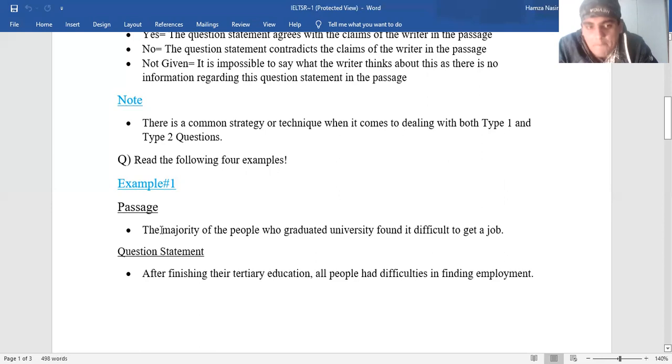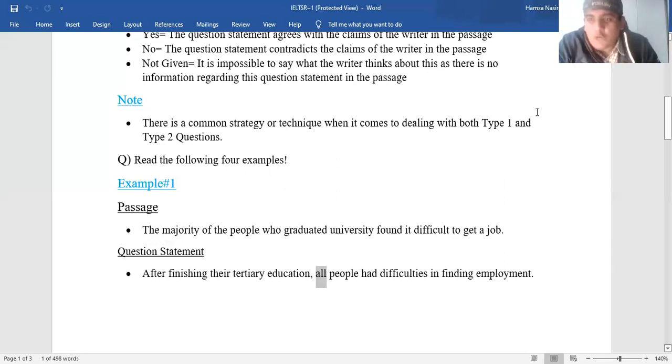Over here, it says majority. Majority means 60%, 70%, 90%, for example, the dominant portion, the dominant faction. Whereas over here, it says all. All means 100%, which is clearly not the same as majority. Therefore, on one hand, you have majority, and on the other hand, you have all. So clearly, there is a blatant contradiction.